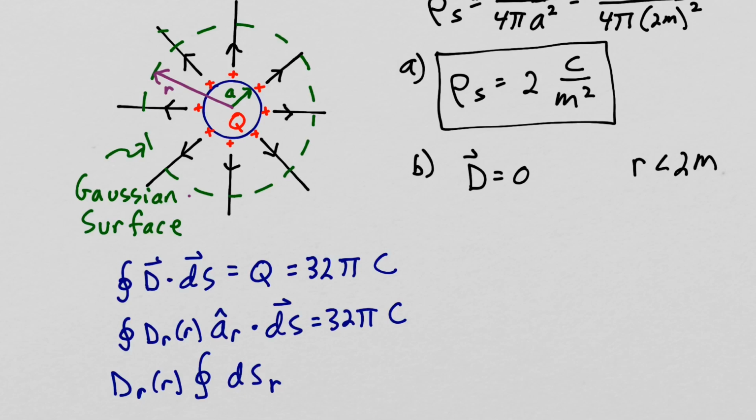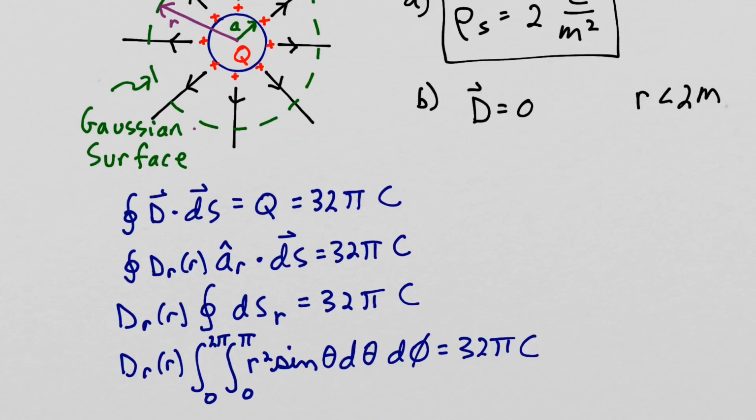The integral over the surface of a sphere of dS sub r is just the surface area of that sphere, 4 pi r squared. Or you could write the form of our surface differential in the r direction and integrate it over the surface of the sphere, which would mean integrating theta from 0 to pi and phi from 0 to 2 pi.